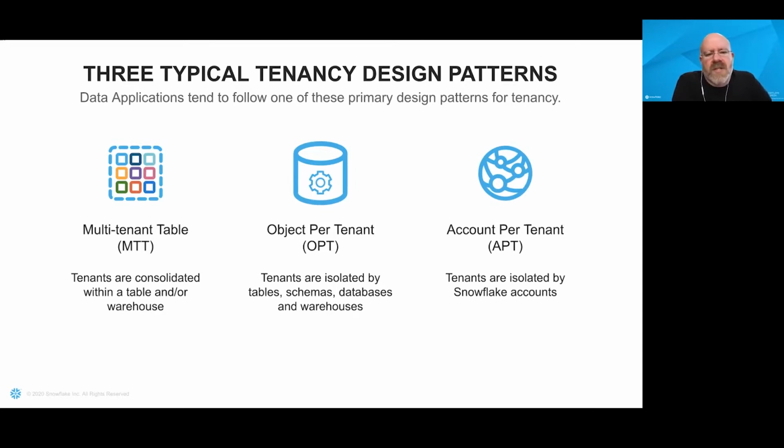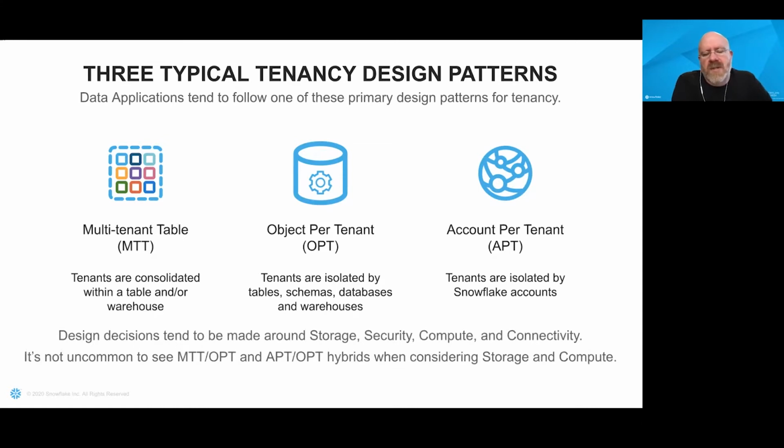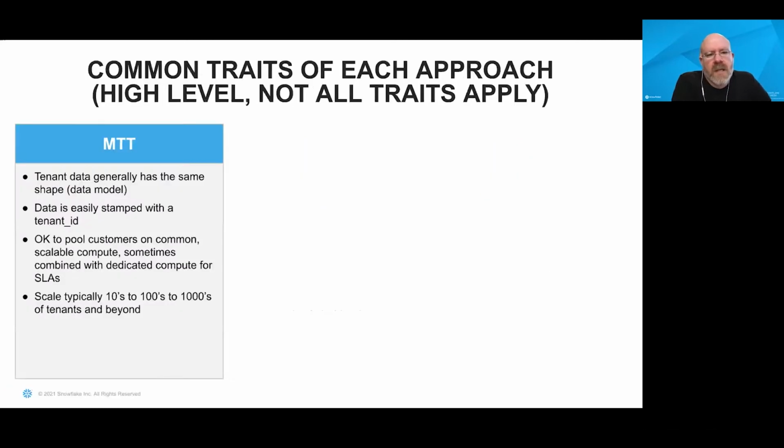But the important thing to understand here is that you're going to make your decisions based on a combination of storage, security requirements, compute requirements, and connectivity requirements. And you might end up designing a hybrid of these, where storage might be done one way, but compute is done another. And we'll talk about what some of those hybrid opportunities are and why you might want to make some of those choices. So let's talk a little bit about some of the traits of each approach so that you get a feel for them before we dive into them in more detail, as well as what some of the Snowflake features are that enable some of these capabilities.